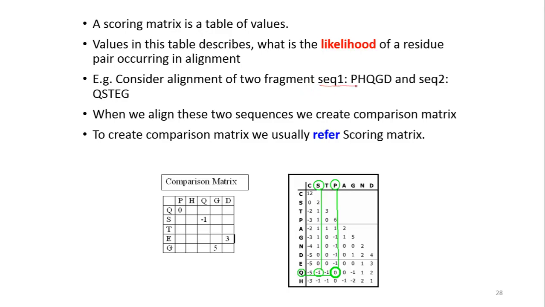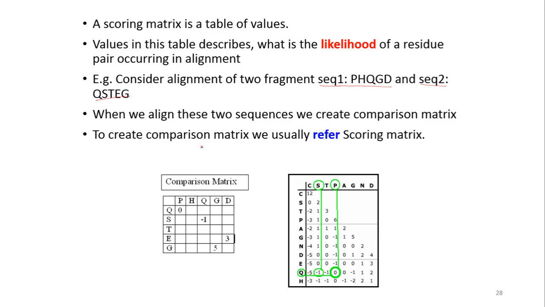This is your first protein fragment, with sequence PHQGD, and you have another protein sequence, QSTEG, over here, and you are trying to align these two protein sequences. Okay, then as per our previous lecture, if you are trying to align these two protein sequences using dynamic programming, what is the first step that needs to be done? We would need to create a comparison matrix.